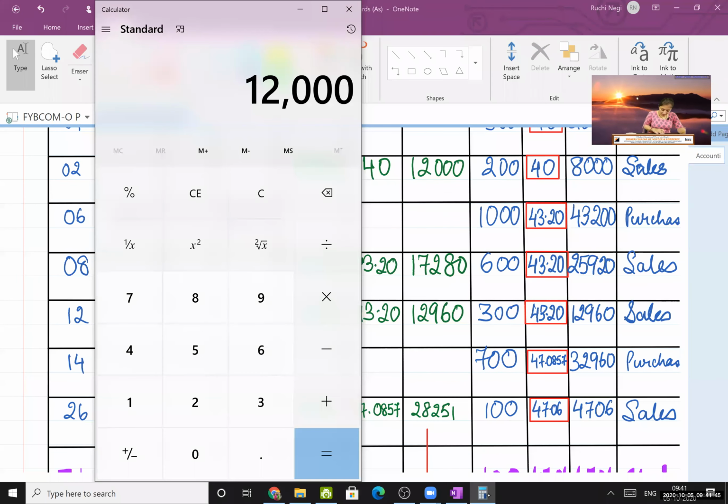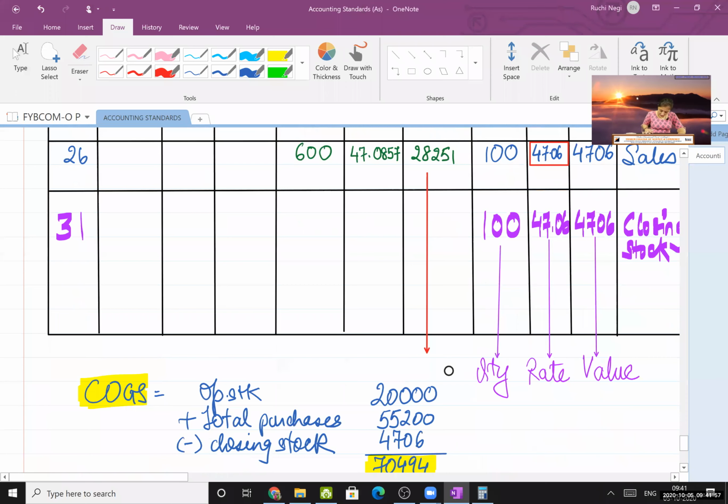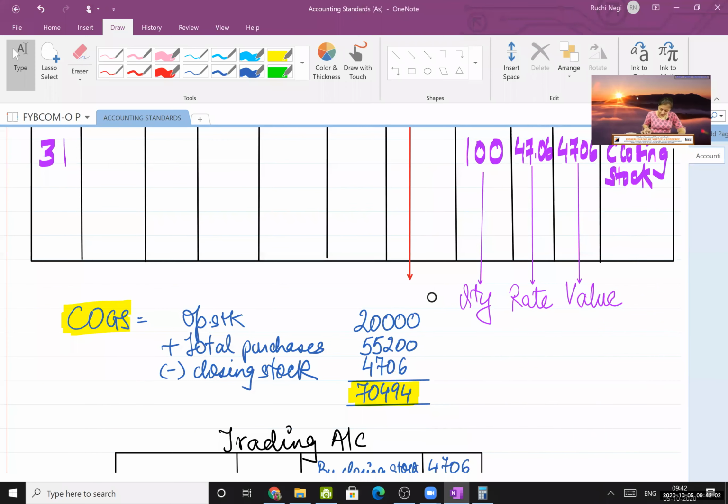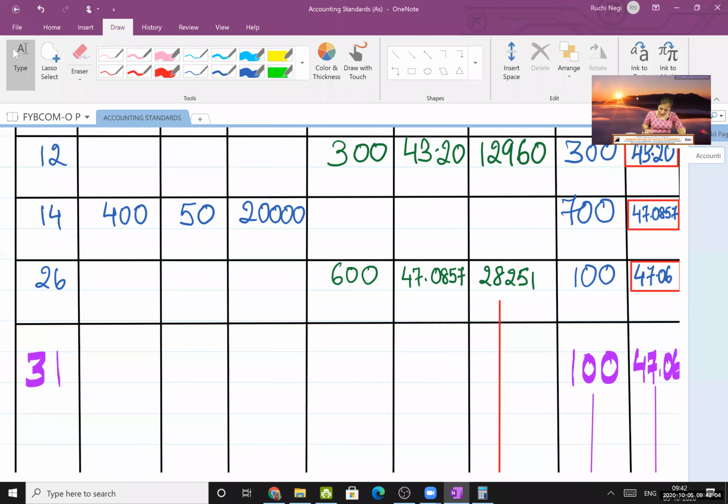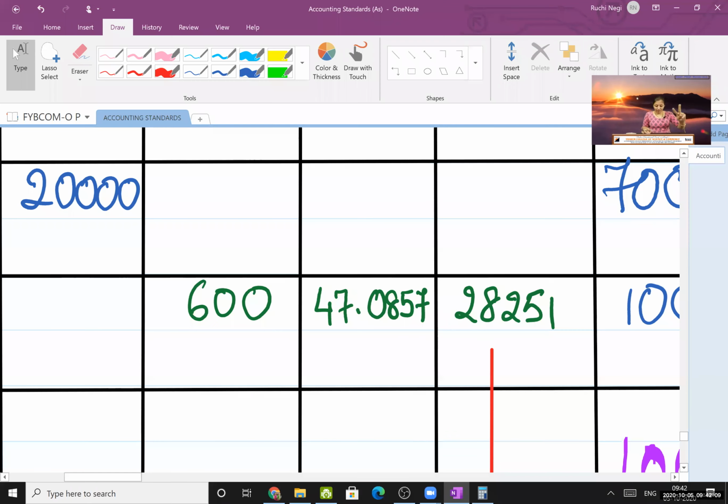12,000 plus 17,280 plus 12,960 plus 28,251. 70,491. Okay, 70,491. There is a 3 rupees difference. I told you, that will come because of the decimals. Okay, remember, this 3 rupees difference was there when I had shown you the calculation. Yeah, I told you this is bound to happen. Yeah, this is bound to happen when there is a problem of decimals.